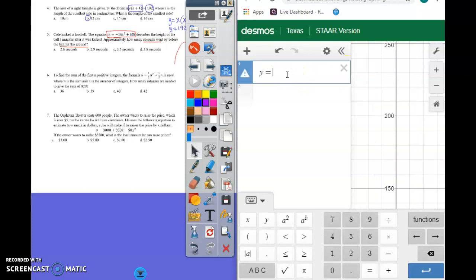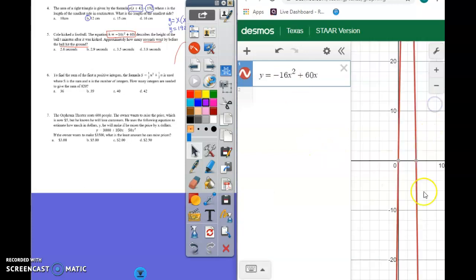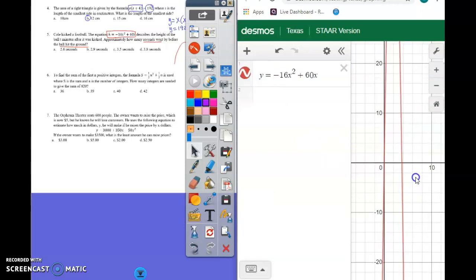Y equals -16x squared plus 60x. So here goes my parabola. This is when I kicked it right here, and then it goes up, and then it comes back down, and this is when it hit the ground. Okay, the ball started right here at 0, 0. Started here, goes up, comes back down, hits the ground. So what's my answer?